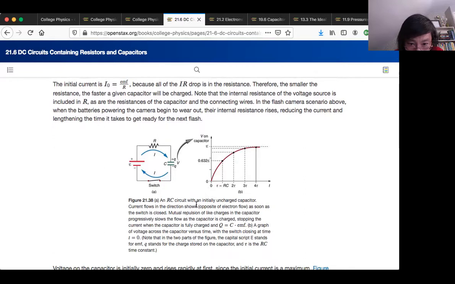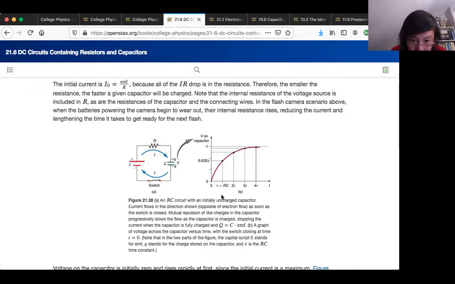So if you have an RC circuit with an initially uncharged capacitor, the current is going to flow, right? The opposite of electron flow, just as we've said many times before, but it's worth repeating. Current's going to flow this way. The electrons are going to flow that way. As the current flows this way, from positive toward negative, the like charges in the capacitor, the positives positive or the negative negative, will slow the flow down. At first, it'll go up quickly, but then it slows down, and eventually the capacitor will fully charge after a long period of time, okay?